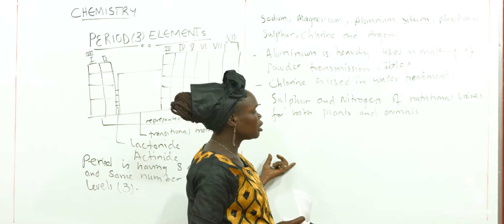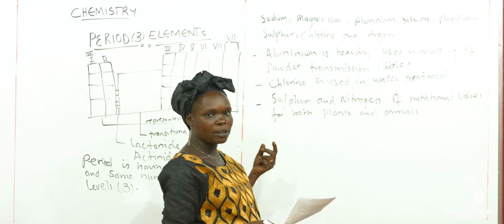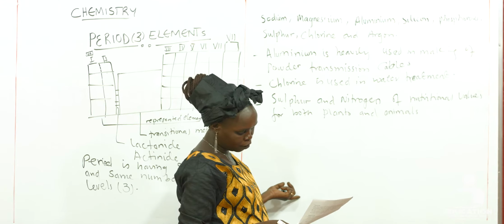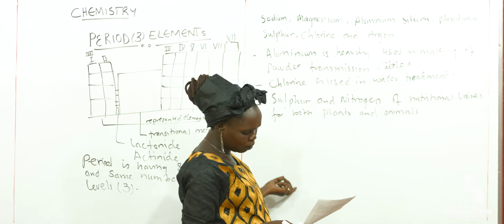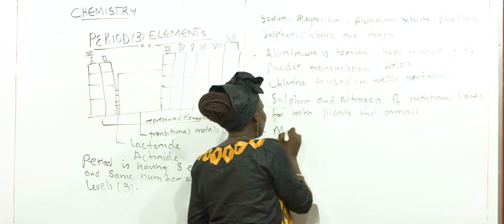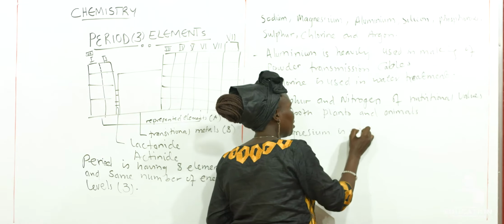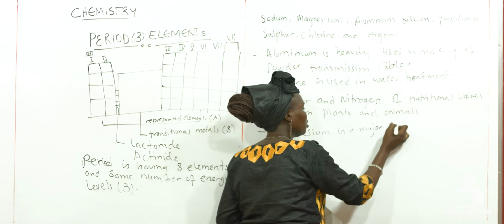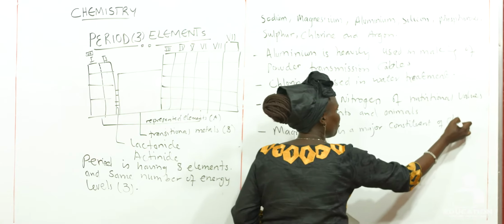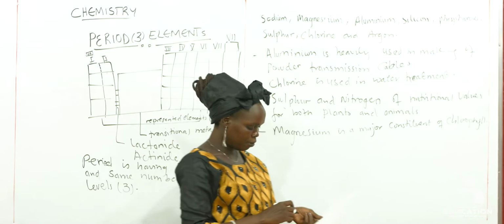For example, for plants, it is for photosynthesis, which is the way plants get their food. They manufacture their food through what is known as photosynthesis. With this, we know that magnesium is a major constituent of chlorophyll. So magnesium is very important for plants. A major constituent of chlorophyll is magnesium.